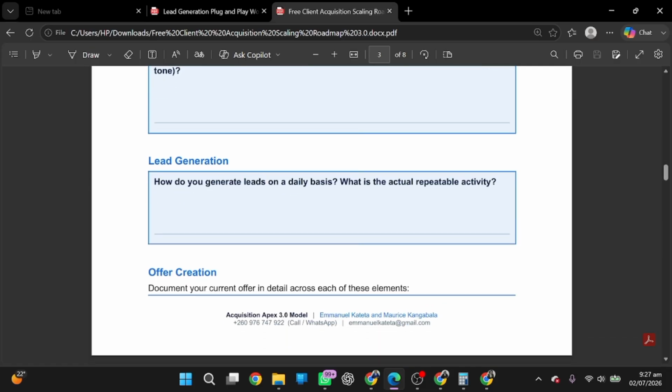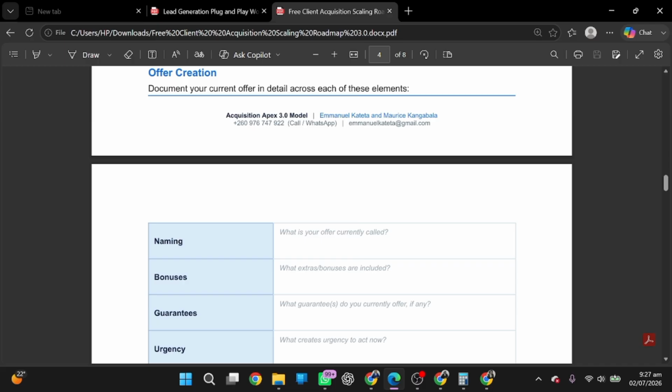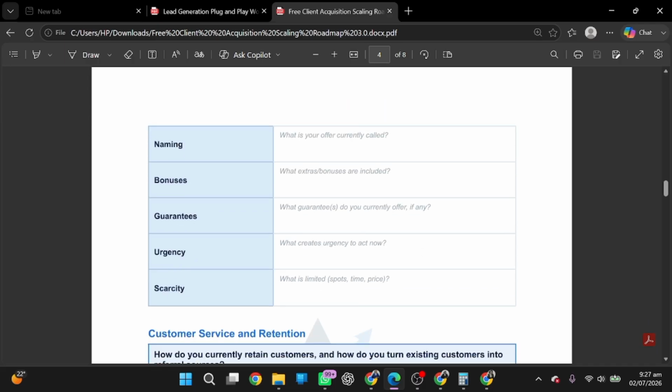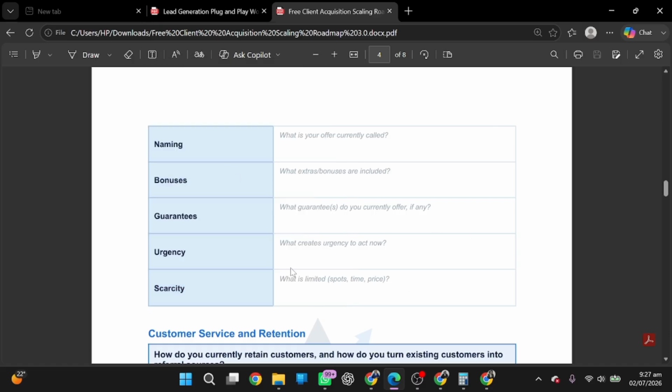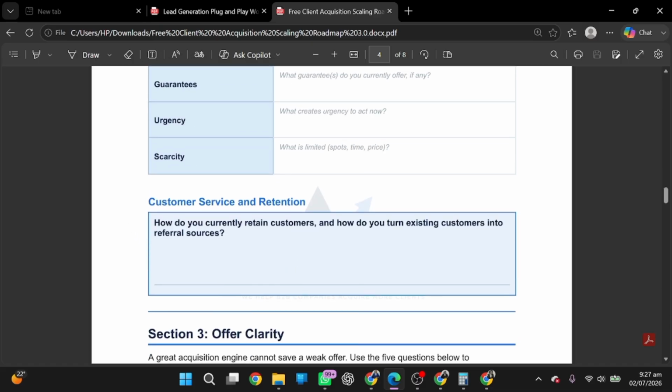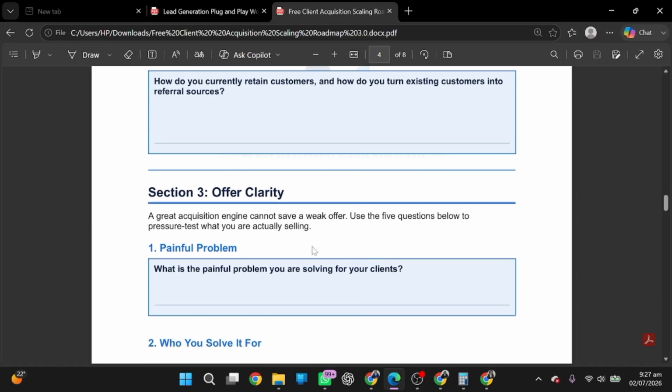Lead generation: how do you generate leads on a daily basis? What is the actual repeatable activity you do every single day to generate the leads? Then the offer creation: what's the name of your offer, what are the bonuses that you give, what are the guarantees, what do you do to spike urgency, and what do you do to spike scarcity, right? You want to measure all of these. Customer service retention: how do you currently retain customers, and how do you turn existing customers into referral sources?